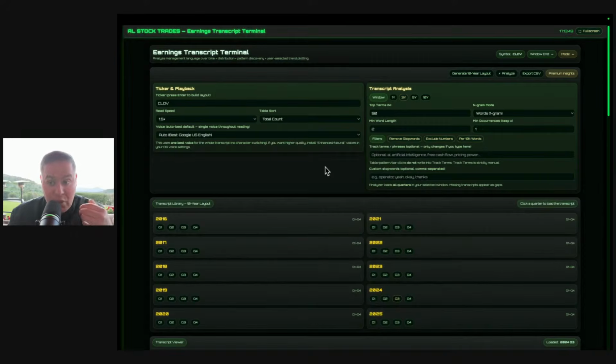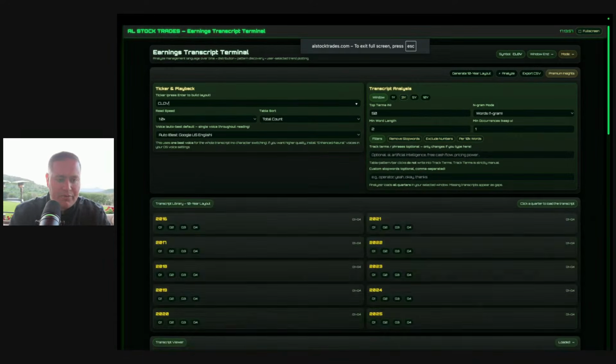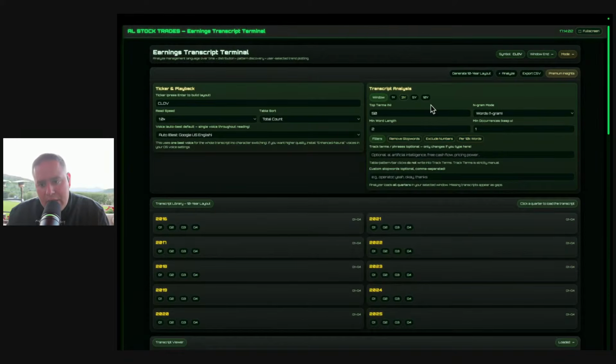We're going to end up going through that, but I'm going to go just from the perspective of this. I'm just going to reload the page and start it all over again. I'm going to type in CLOV, okay? And this time I'm going to hit the 10-year. I know there's less than 10 years, but I just want every data for Clover. And I'm going to hit analyze.